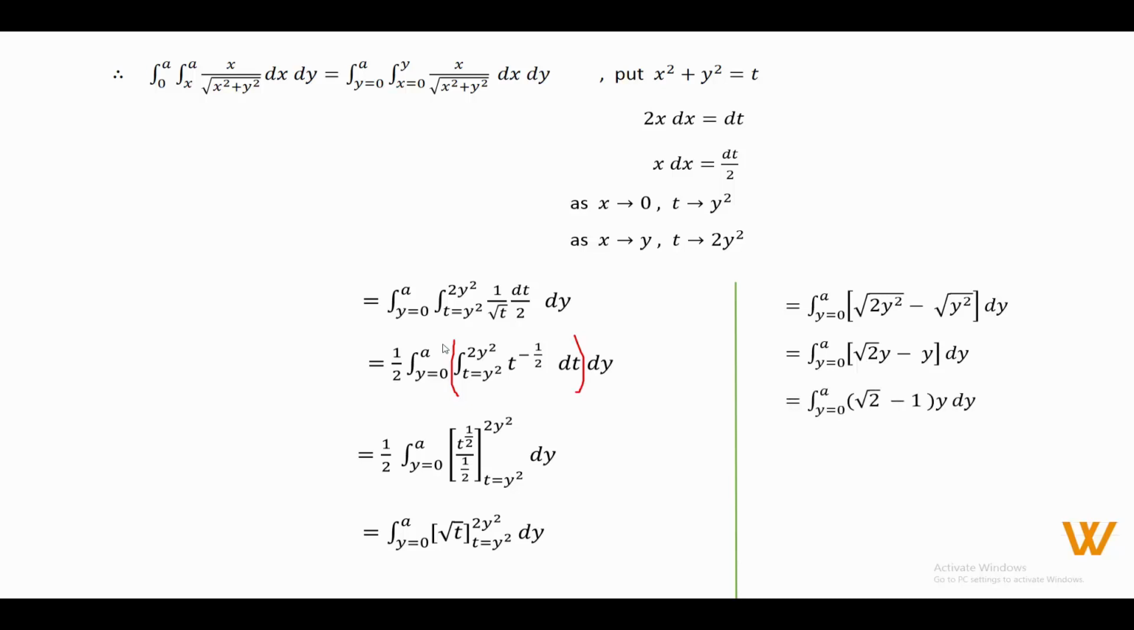y common, so integration limit y varies from 0 to a, y common, inside the bracket root 2 minus 1 dy. Now root 2 minus 1 is a constant, out of the integration, and integration of y is y square by 2, limit y varies from 0 to a. So root 2 minus 1 upon 2. Now put the value of y as a, so a square, minus put the value of y as lower limit 0, so 0. So we get root 2 minus 1 upon 2 into a square as the answer.